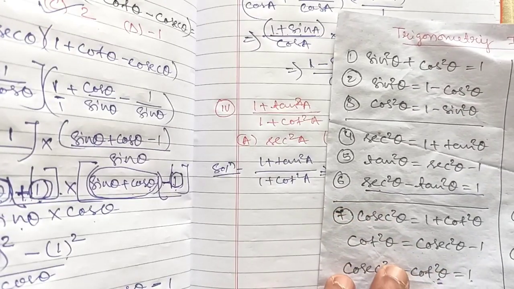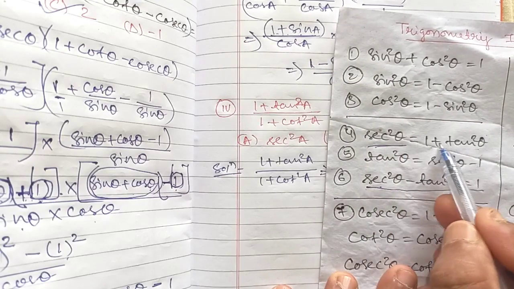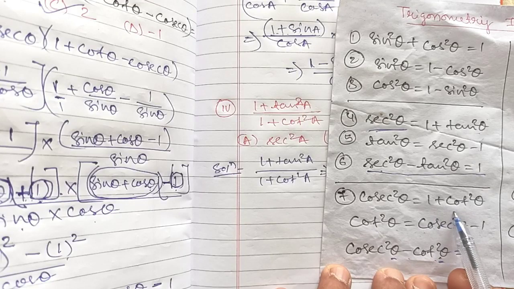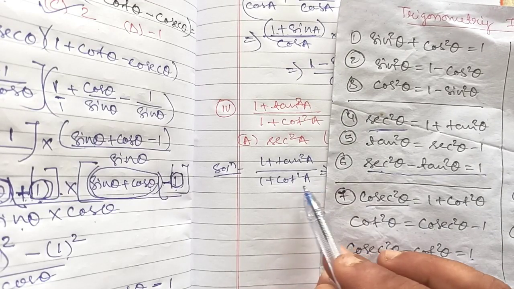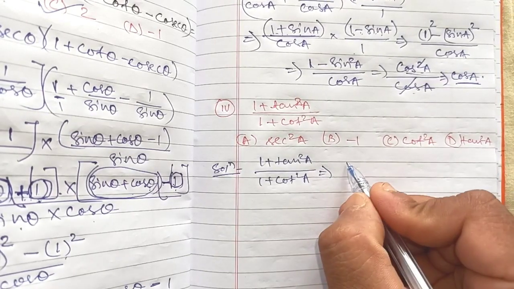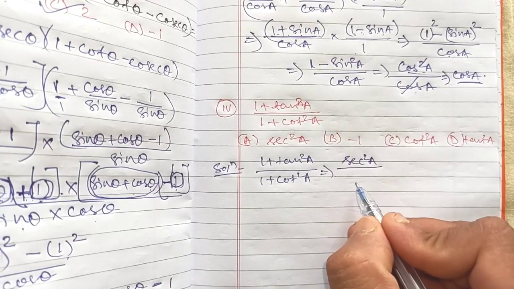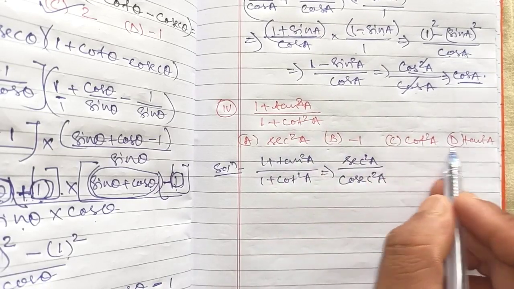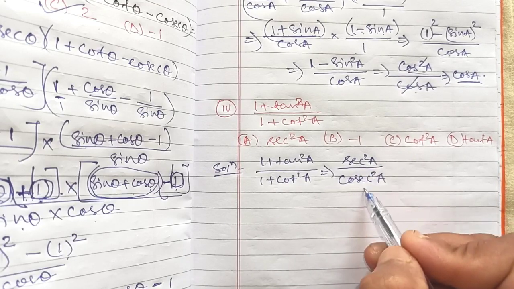Okay, now look here. 1 plus tan square a is sec square a. In place of 1 plus tan square a, we can write sec square a. Similarly, 1 plus cot square a is cosec square a. In the denominator we can write cosec square a. But the answers are only a single value. There are no answers with numerator and denominator.